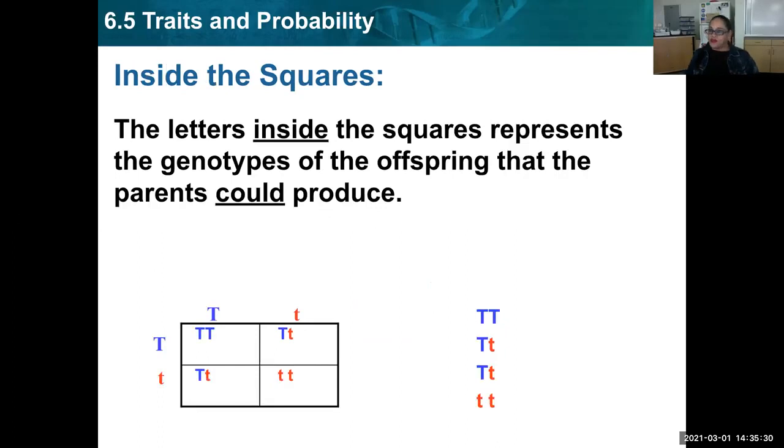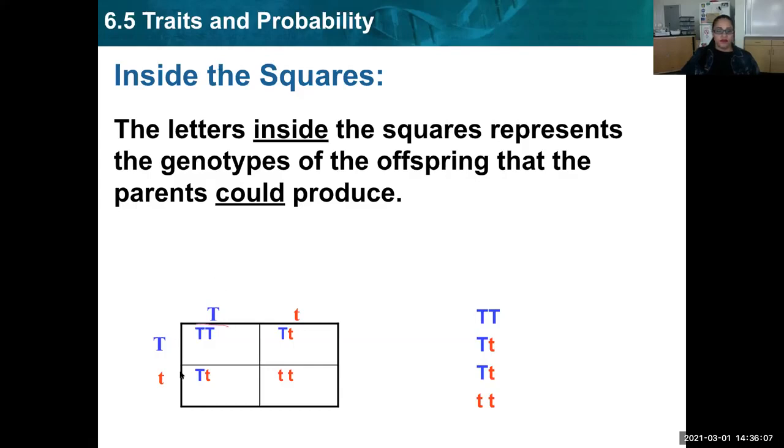All right, and inside the square. So drawing the Punnett square is only half the battle. Now you'd have to know how to interpret what you see. So you have mom and dad outside on the top and on the side, and then you have 4 options in the middle. So the letters inside the squares represent the genotypes of the offspring that the parents could produce. The parents don't typically produce 4 offspring at a time. They produce 1 offspring with the chances of having one of these 4 genotypes.